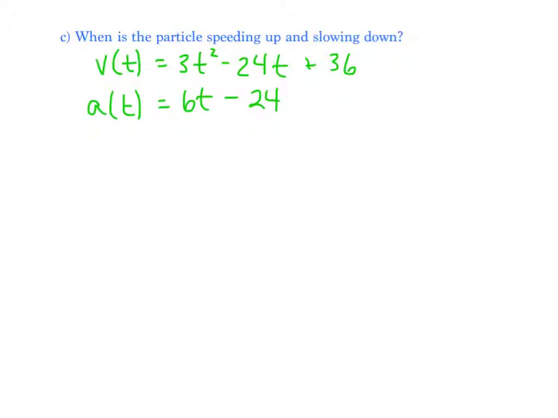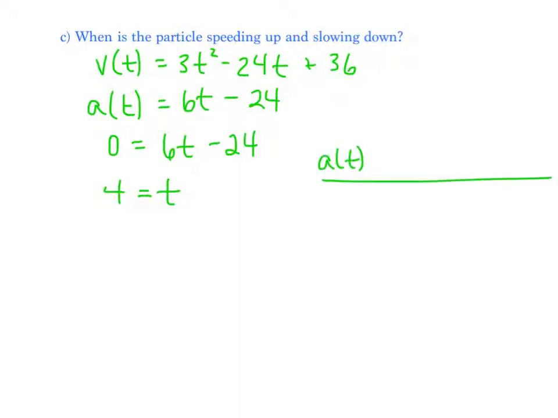So I need my critical values for acceleration, to find out when that's equal to 0. You'd add the 24 over and divide by 6, and you get t equals 4. If I want to make a sign chart for acceleration, this would be a of t, and this is x of t. We're going to start here at 0, and we'd want to put our 4 on there, and we have an arrow. Really this part shouldn't be there.